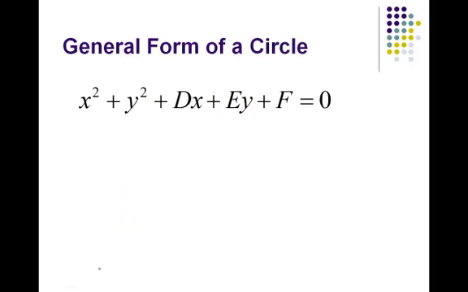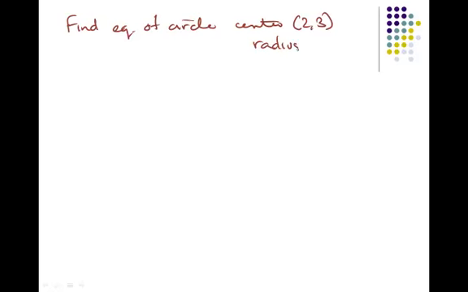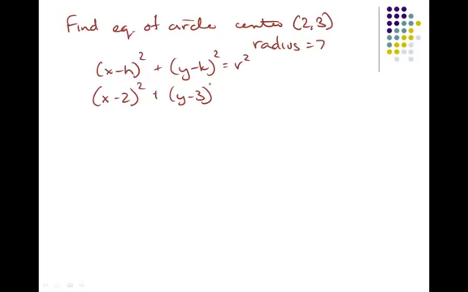So very simply, we want to do some work here. Let's say that we want to find the equation of a circle whose center is at 2, 3 and has a radius of 7. So using my x minus h squared plus y minus k squared equals r squared, all I have to do is plug in x minus 2, that's my h, y minus 3, that's my k, equals 49.